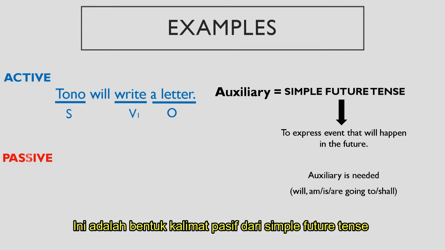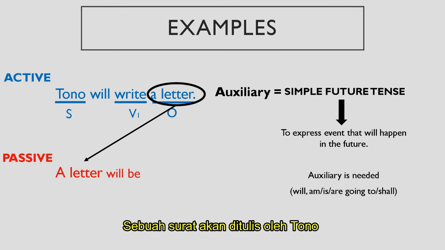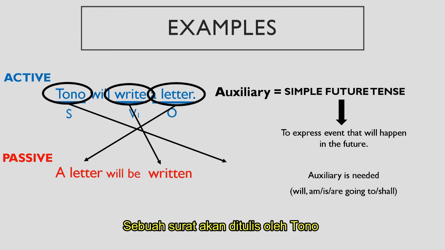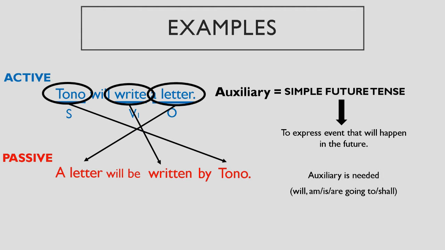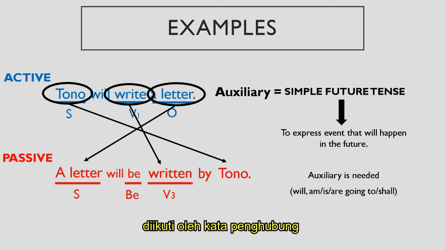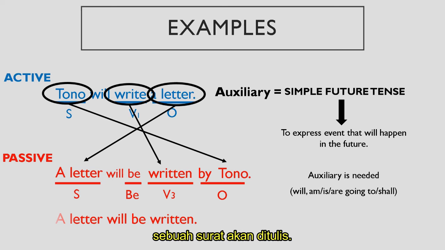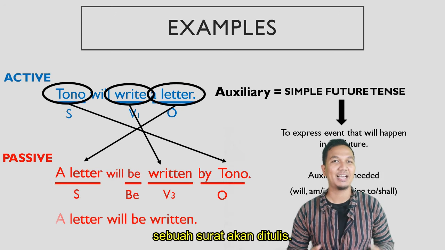This is the passive form of simple future tense. A letter will be written by Tono. Let's mark it. A letter here is the subject, followed by will be. Be is the be form. Then written is verb 3, by Tono is an object. Or you can say a letter will be written. That's fine.